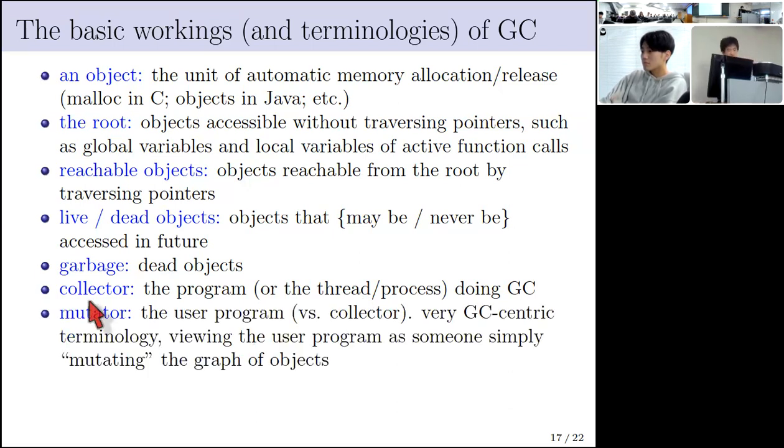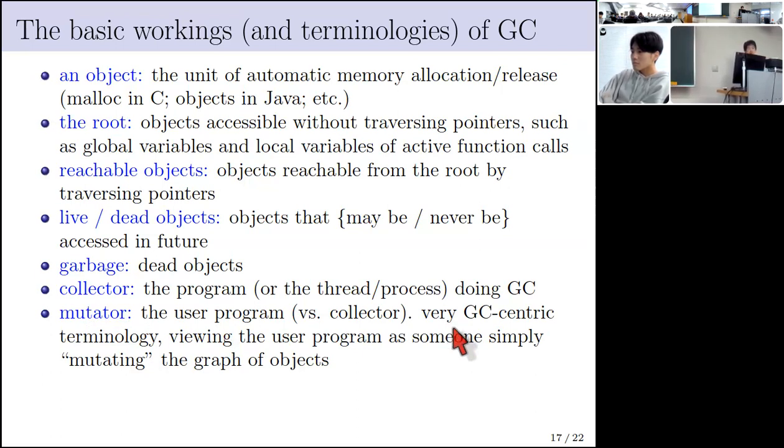And this is somewhat strange terminology. In the garbage collection literature, we often call the user program the mutator. We can simply call it the user program all the time, but somehow, for some reason, in the garbage collection literature, we call the user program the mutator. The mutator basically means somebody who is mutating the data structure. So this is a very garbage collector centric viewpoint.